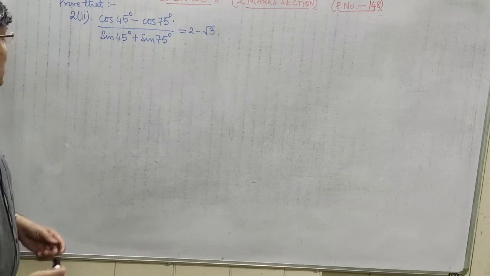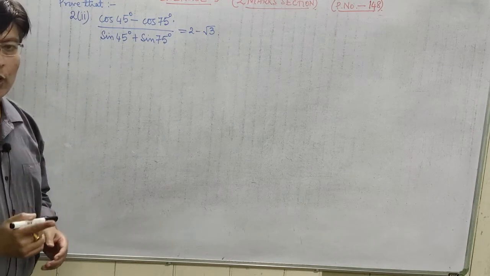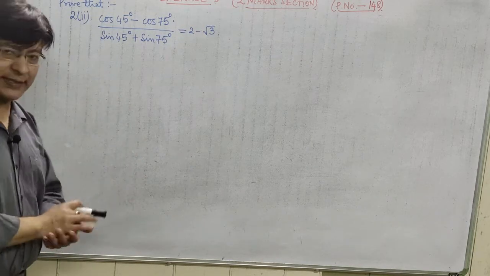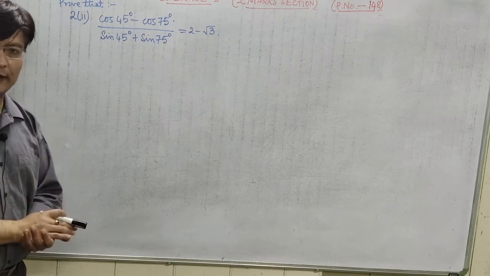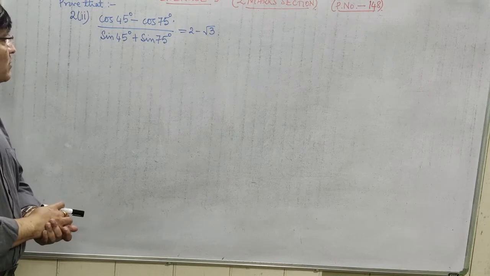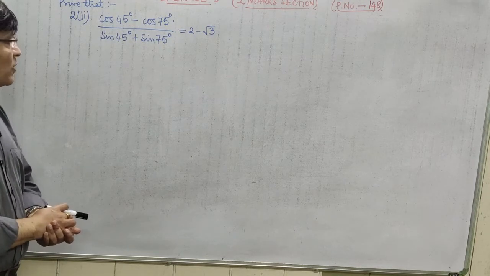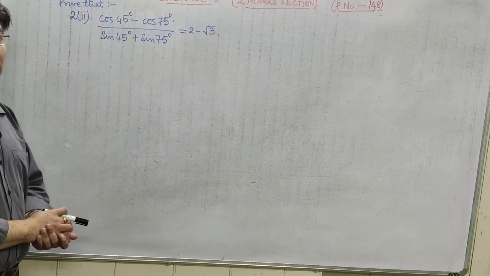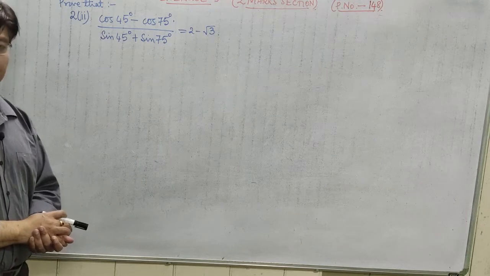So now we'll do the next question, that is 2 of number 2. That is also prove that. You prove LHS is equal to RHS. The question is cos 45 degree minus cos 75 degree divided by sine 45 degree plus sine 75 degree is equal to 2 minus root over 3.